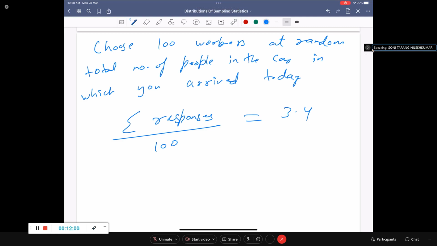Sir, the samples are not independent. They are independent. You have chosen 100 workers at random. You have 1,000 employees, maybe 10,000 employees in the whole company. You are choosing 100 people at random. There is no mistake there. It's not a trick question.